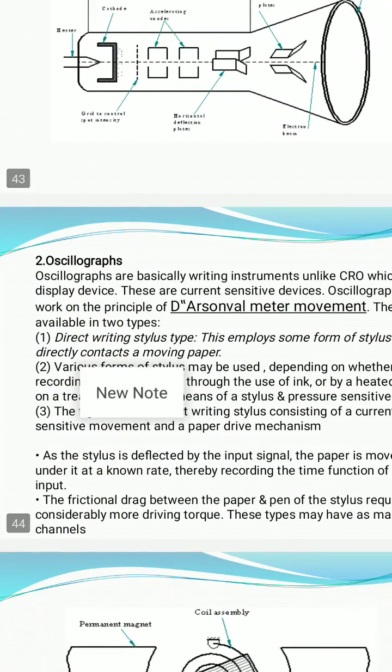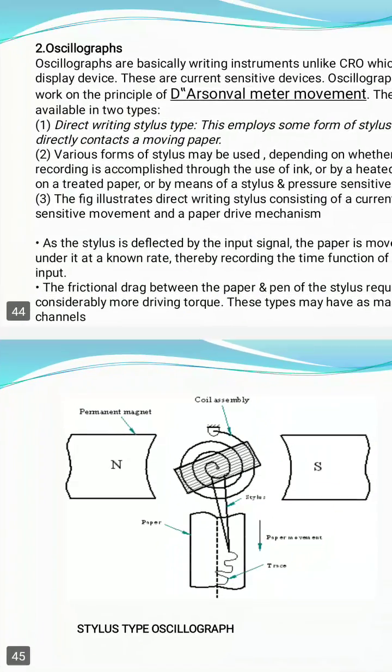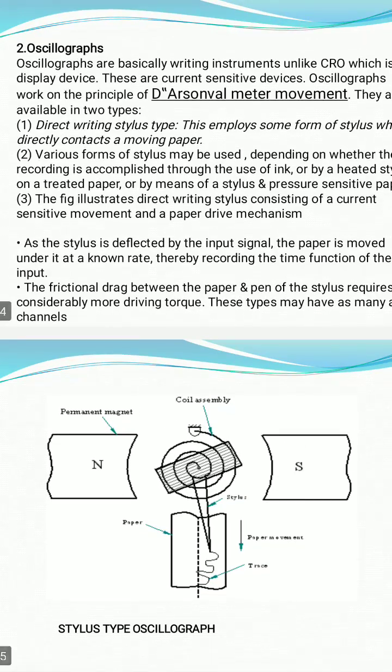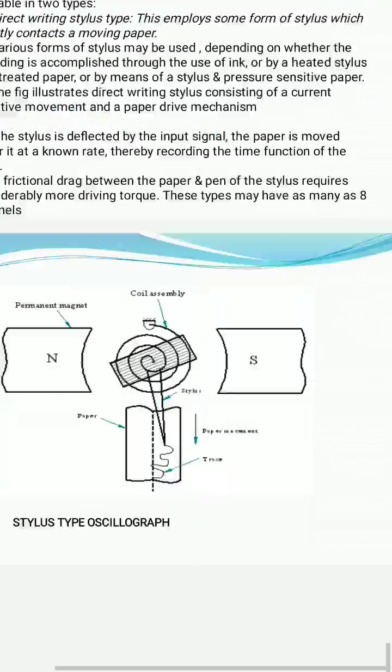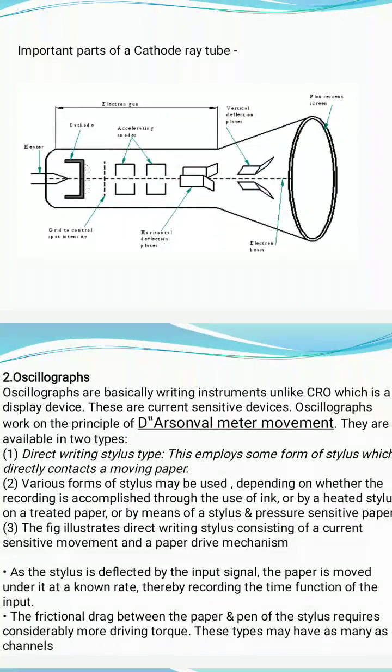One more terminating device is there, which I have shown here on the screen, the oscillograph. Correct? This you study on your own. The third one is the XY plotter. The XY plotters are not shown here.